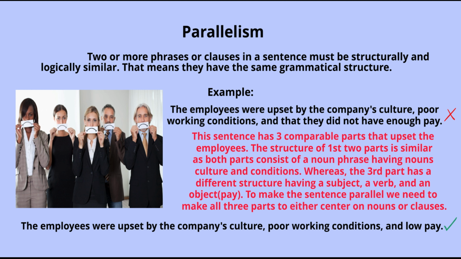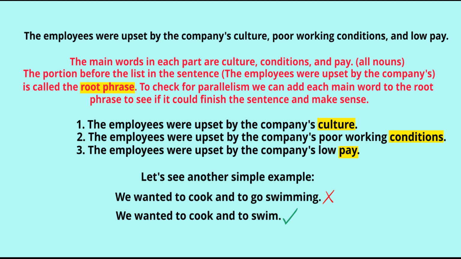Now let's see how we can correct the sentence. The employees were upset by the company's culture, poor working conditions, and low pay. So we took out "that they did not have enough pay" and we replaced that saying "low pay." So here the main words in each part are culture, conditions and pay. Those three are nouns, right? All those three words are nouns.